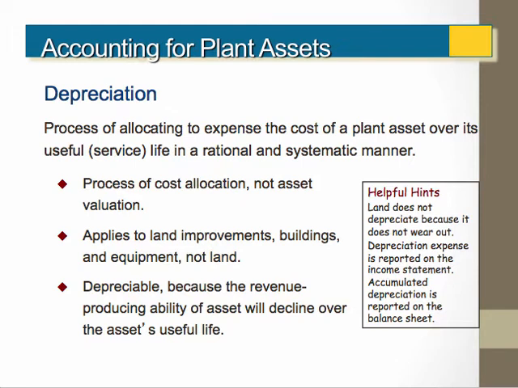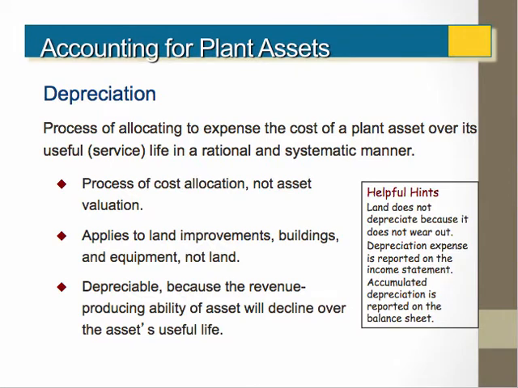So, by definition, depreciation is the process of allocating to expense the cost of a plant asset over its useful life in a systematic manner. The process of cost allocation is not an asset valuation. You may have heard of the term depreciation outside of this accounting class in the context of valuation. I've heard in many situations where you buy a new car and you drive it off the lot and people tell you that the car has depreciated.